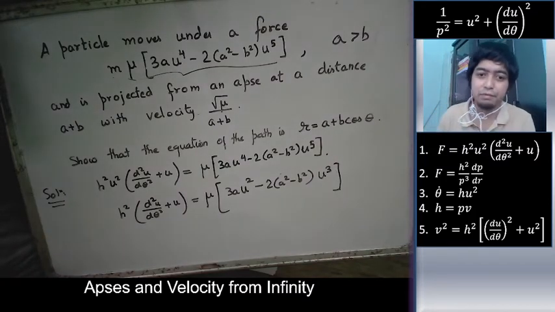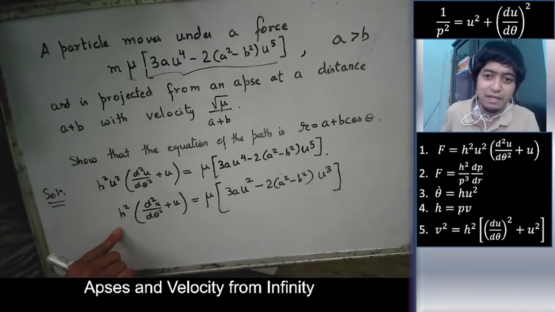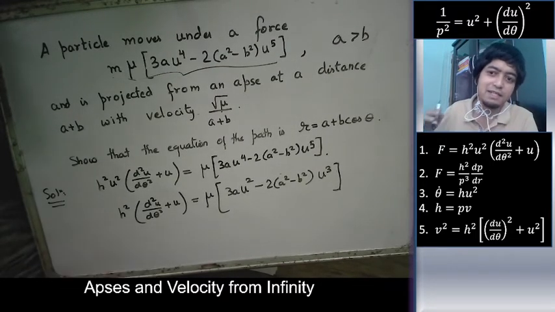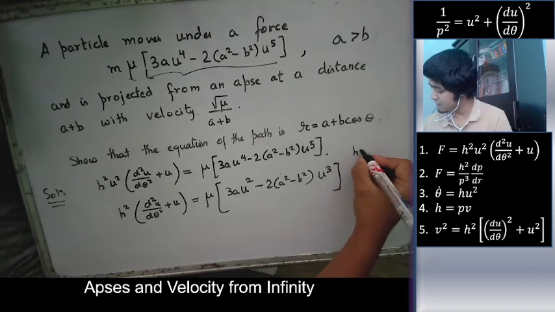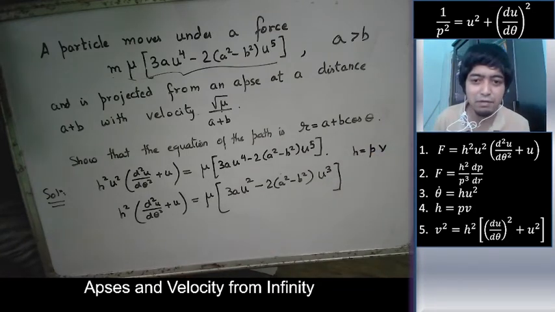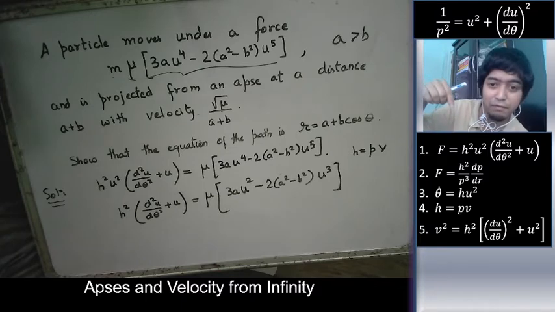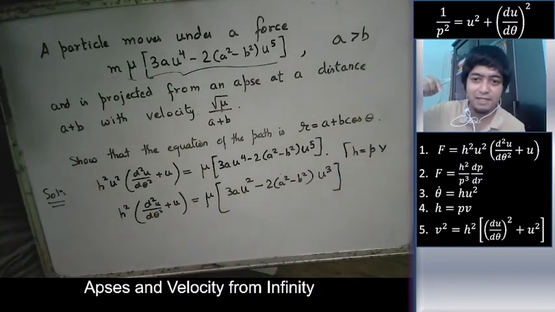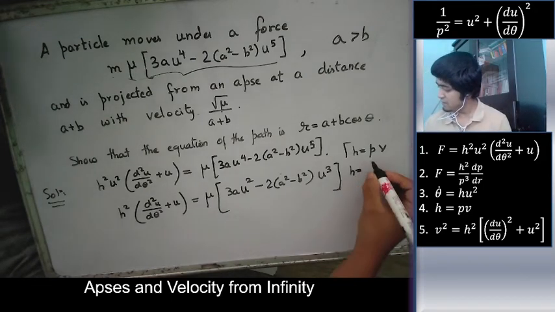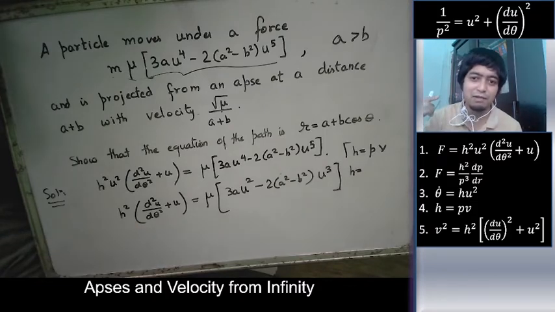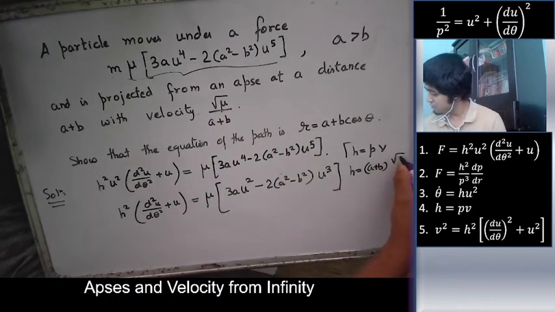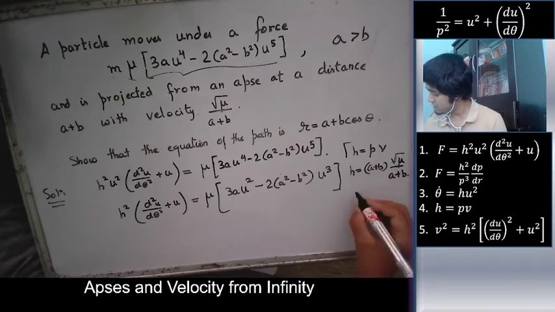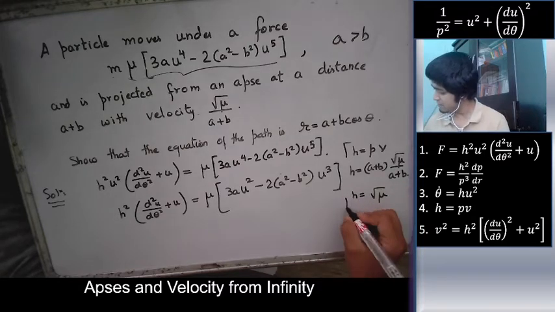Next, what do we need to do? It is best that we eliminate this h from the very beginning. Remember that h is a constant throughout the path. If you remember, h is equal to pv, by using formula number 4. But since it is constant, we can even use the formula for the apse. So h equals pv, and remember that for an apse, p is equal to the radius, so it will be a plus b, and v will be root mu by a plus b. So h will in fact be root mu. Keep this in mind.